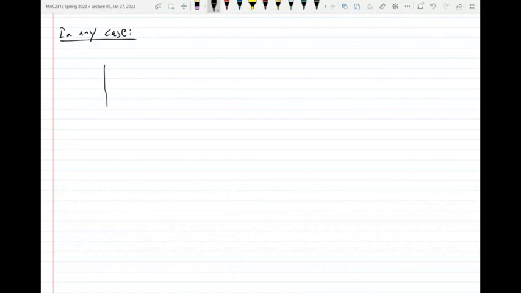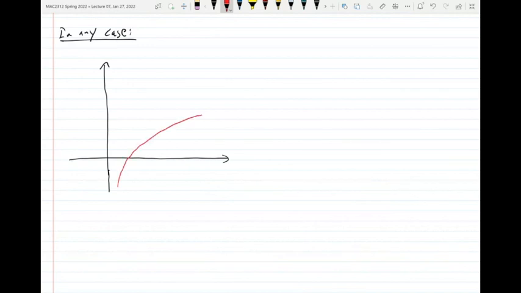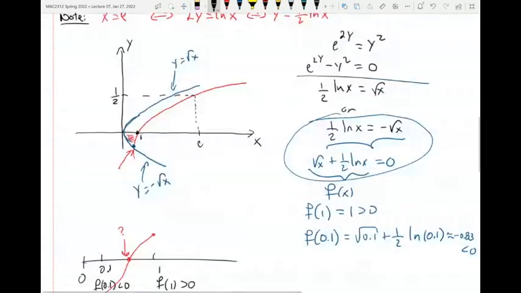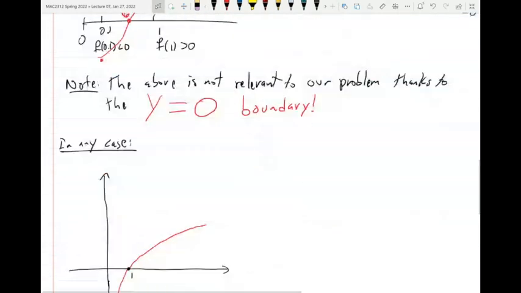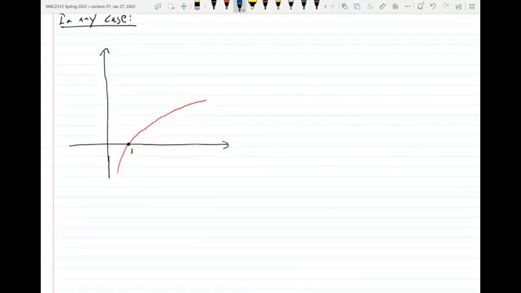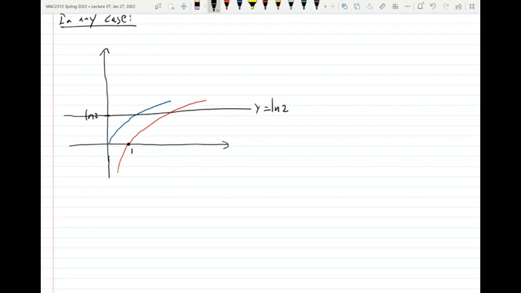Again, the region. So we have our ln function. This is 1 over here. Then I only care about the upper half because they say the x-axis, so I only care about the upper half of x equals y squared. So it's gonna be something like this. And then we have y equals 0 and ln of 2. Let's say ln of 2 is over here. Then we have this horizontal line. So this line here is y equals ln of 2.